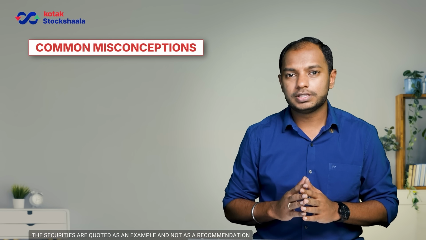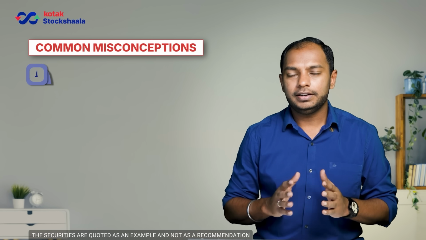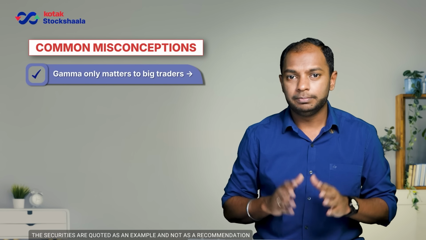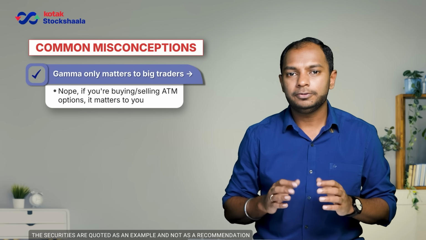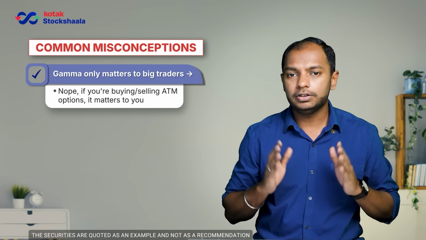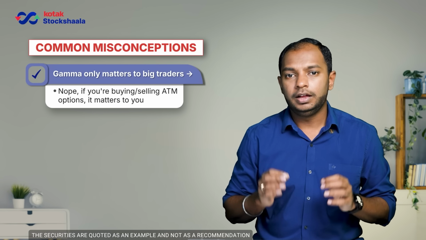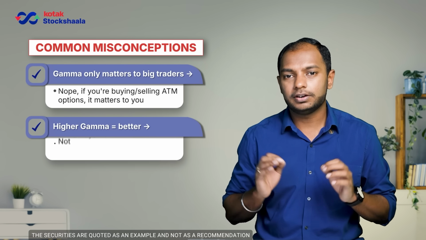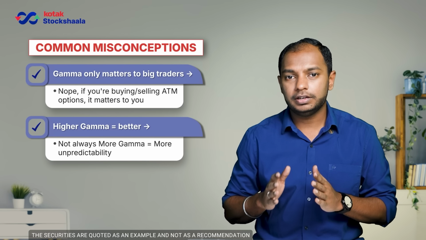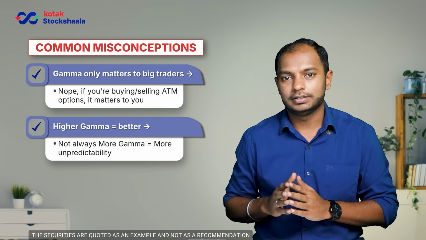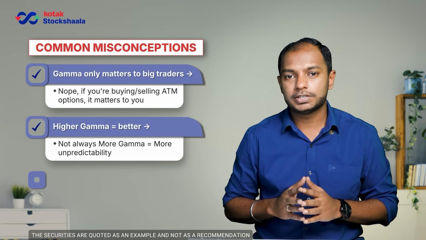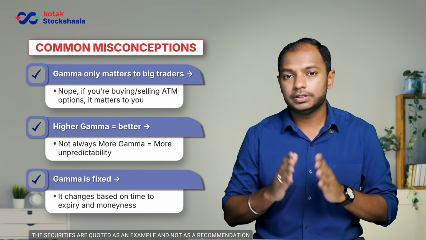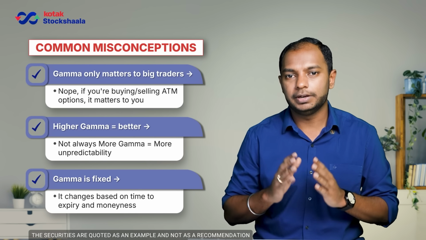Here are a few misconceptions regarding gamma. Traders think that gamma is necessary only for big traders or institutions, but that is not true. It is required for every trader who is selling or buying at the money options. Another misconception is that the higher the gamma, the better it is. It is not the case always. Higher gamma equals higher unpredictability. And the biggest and final misconception is that gamma is fixed. Not at all true. Gamma changes with the time to expiry as well as moneyness.